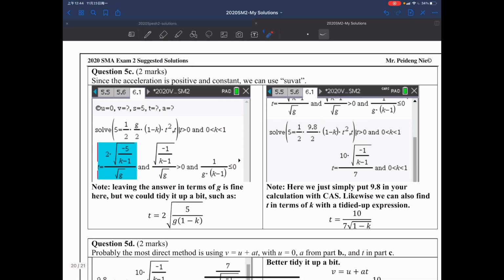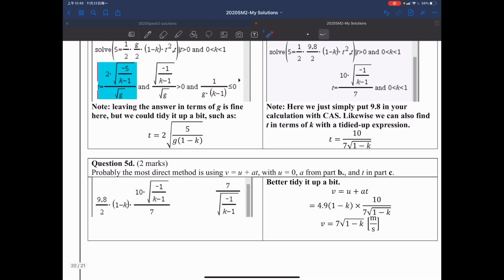Alternatively, you could also substitute g here. The value of g is 9.8 at the beginning. You should be able to get that expression here. Of course, you could tidy this expression up and have t equals 10 over 7 root 1 minus k, okay?